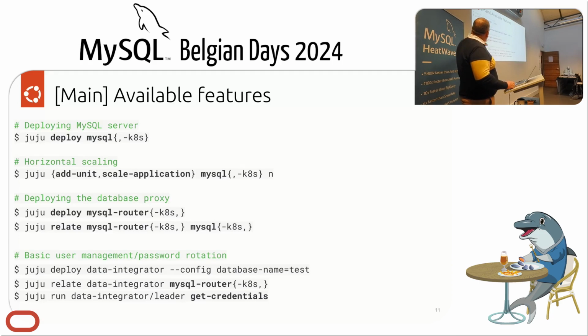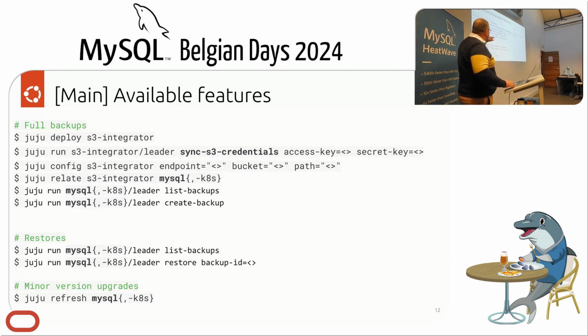So just to make it a bit more concrete, and you will see it as well in the demo, this is how we deploy a MySQL server. Usually juju deploy, then the name of the operator. You will see here all the time, just mysql for the VM flavor, and mysql-k8s for the Kubernetes flavor. This is how you add units. This is how you do the same for the router. And this is how to do very basic user management, either for applications that are deployed within the same operator framework, but also outside of the usual ecosystem.